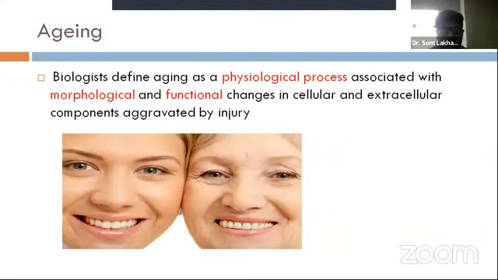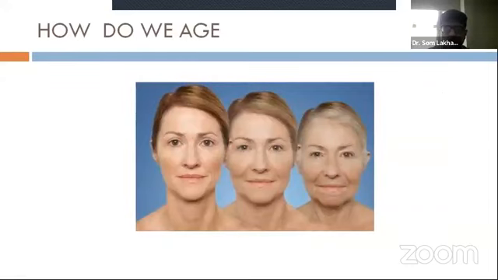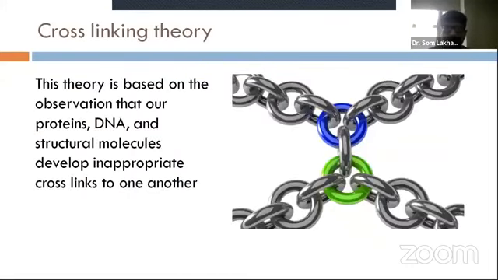Biologists define aging as a physiological process associated with morphological and functional changes in cellular and extracellular components aggravated by injury. So that is the basic definition of skin aging. So the question is, how do we age? Aging occurs through various processes. So we'll discuss the etiopathogenesis of aging.